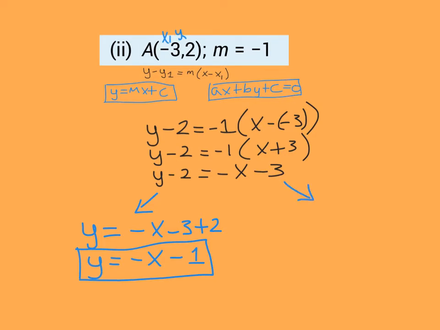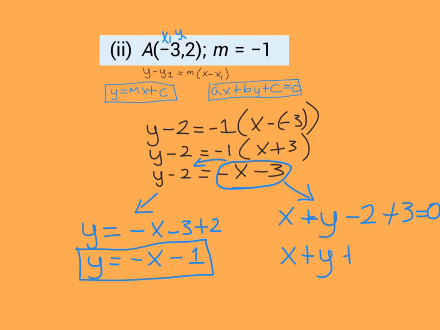If I write it in the ax plus by plus c format, then what I can see there is that everything needs to go on the left hand side of the equal sign. So if I bring all of these across to the other side, then I get x plus y minus 2, and I bring over my minus 3, that becomes plus 3, and I let it all equal 0, and then I get x plus y minus 2 plus 3 gives me plus 1 equals 0, and that's my final answer.